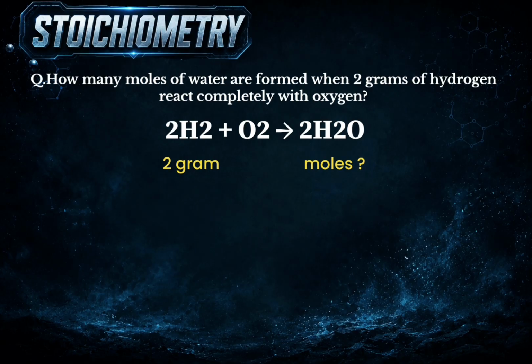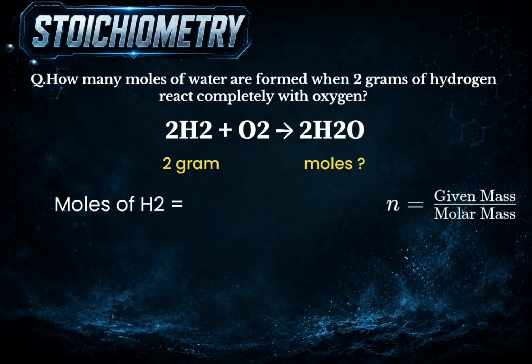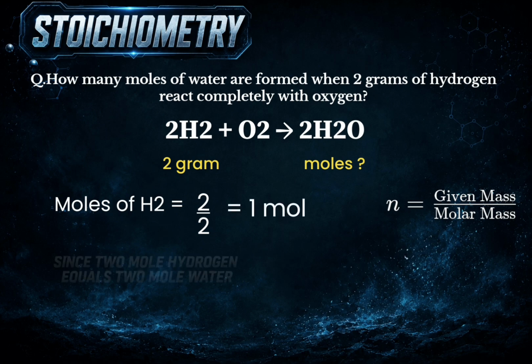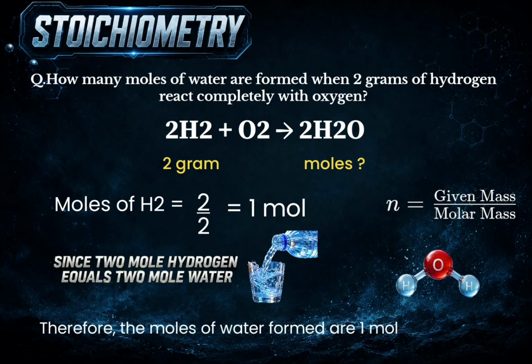So first, let's calculate the moles of hydrogen. The formula for moles is given mass divided by molar mass. Our given mass of hydrogen is 2 grams, and molar mass of hydrogen is 2 grams per mole. After solving, we get 1 mole, since 2 moles of hydrogen equals 2 moles of water. Therefore, the moles of water formed are 1 mole.